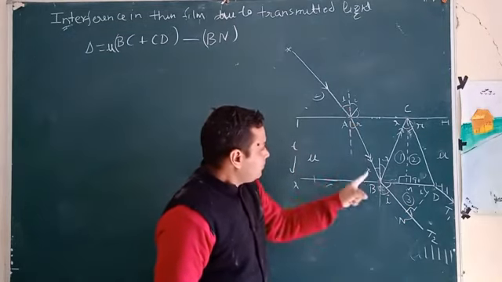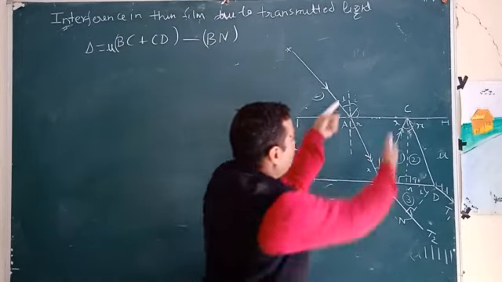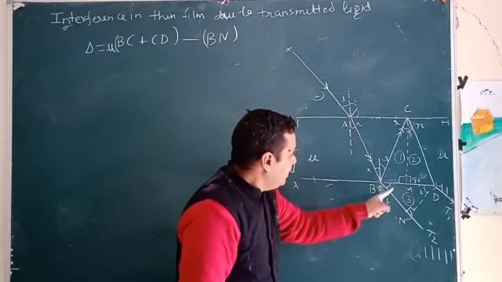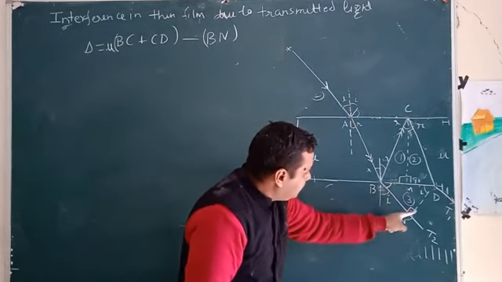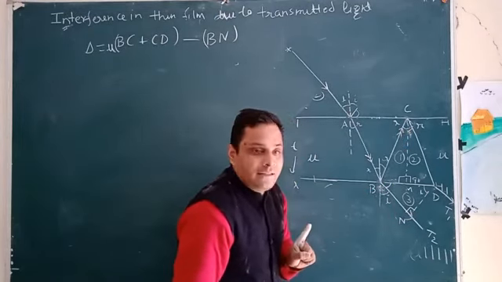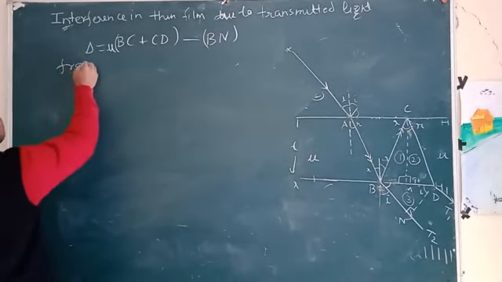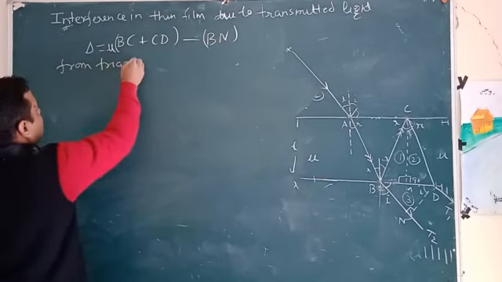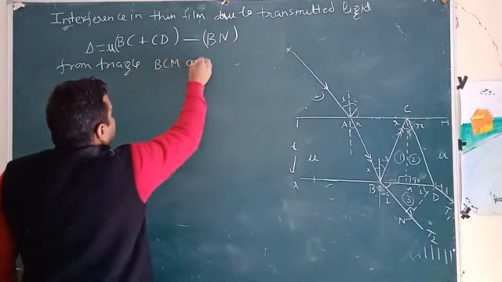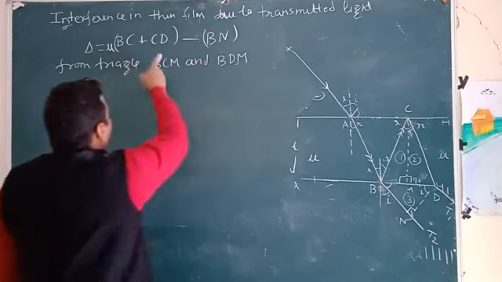This is the angle of incidence i, this is the angle of refraction r. This is angle i because two parallel rays intersect, so this is angle i and again this is i. This is 90 degrees minus i, this is 90 degrees, which means this is i. Here this is r and again this is r. Now from triangles BCM and BDM we can calculate BC and CD.